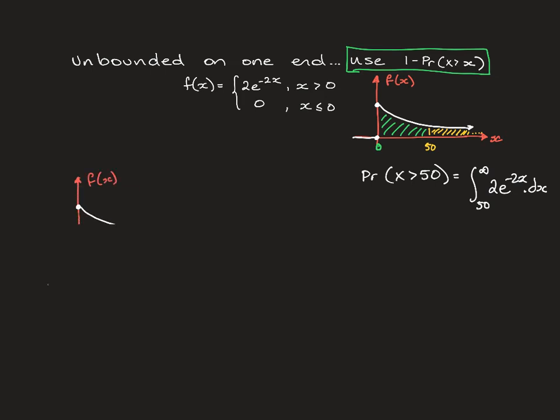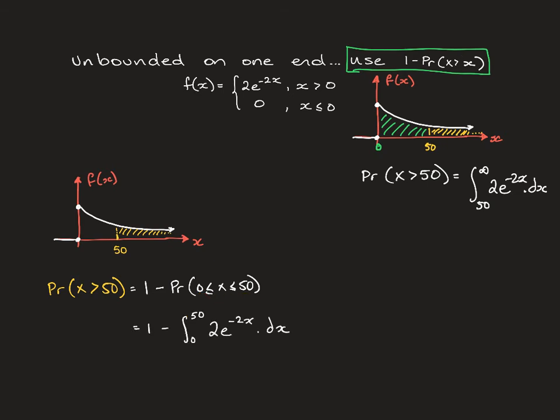So it would look something like this. The probability that x is greater than 50 is 1 minus the probability that x is between 0 and 50. And there is our bounded integral that we can calculate quite easily without having to do all the work for the limit in the front. A much simpler way to do it, but it only works if it's unbounded on one end.